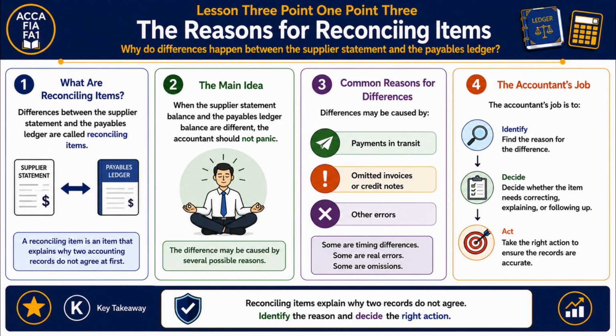These differences are called reconciling items. A reconciling item is an item that explains why two accounting records do not agree at first. In this lesson, we will study the main reasons for these differences.